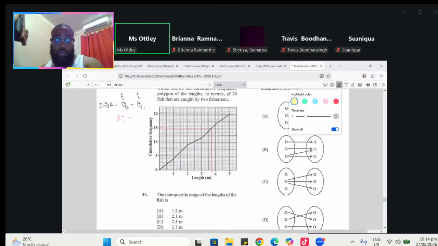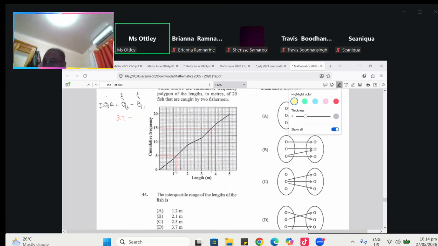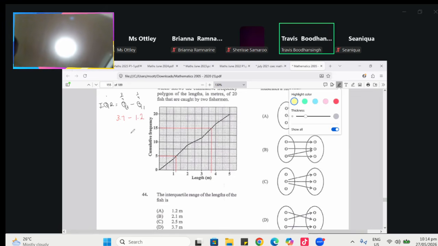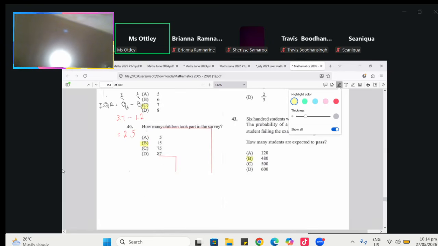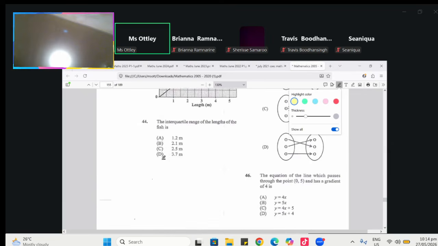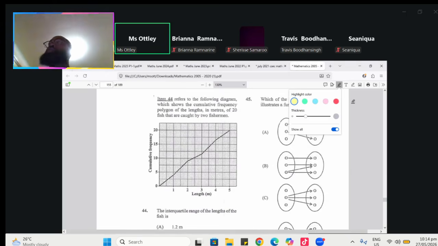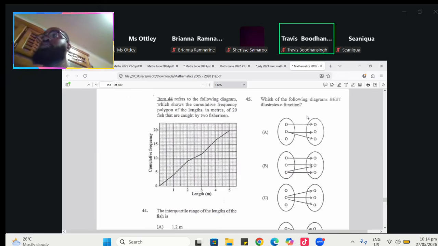So find 5. We draw in our line, touch our graph, and then come down. What do we have? 1 point how much? 1.2. So 3.7 minus 1.2 will be 2.5, and our answer is C. Everybody okay? Yes, miss. All right.